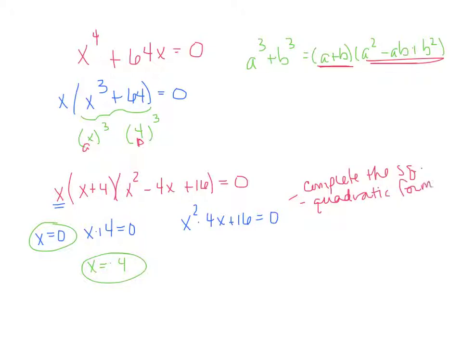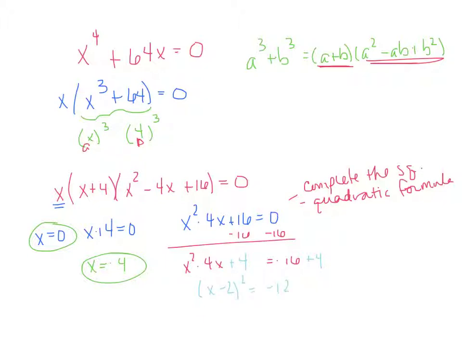So let's complete the square. Let's see where we get there. Our first step, move c to the other side. So we get x squared minus 4x equals a negative 16. And then we need to take half of b, which is going to be 2, square it, add it to both sides. So we're going to add 4 to both sides. Factor, this is x minus 2 squared equals negative 12.